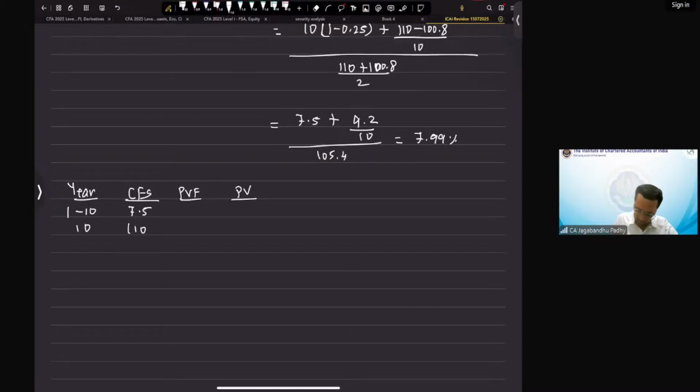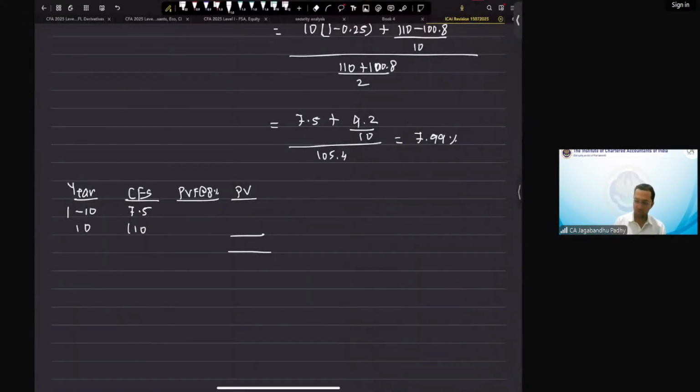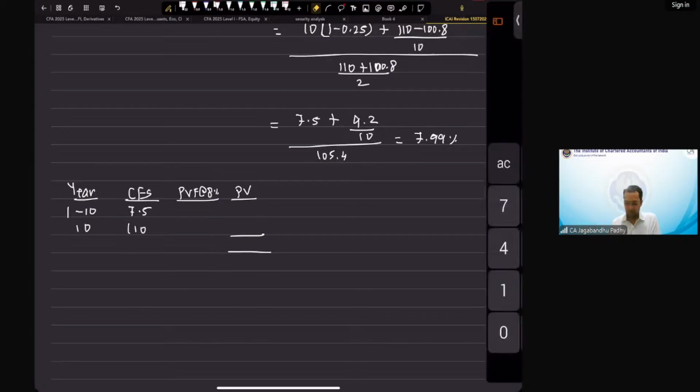Okay. So now, let's say, since this is 7.99, let's try the PV factor at 8% and then take a PV of it. Now, the PV factor here is not going to be a regular one, because this is going to be a present value annuity factor. I'm considering the present value of all cash flows from year 1 to 10, which occur in equal amounts, which is 7.5. Present value factor at 8%, and the cash flow is 7.5.